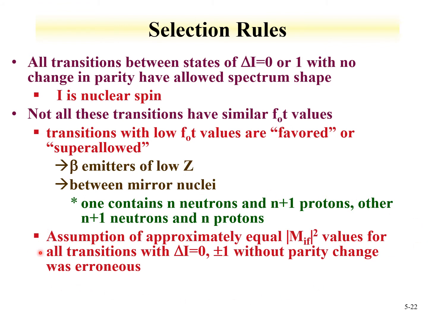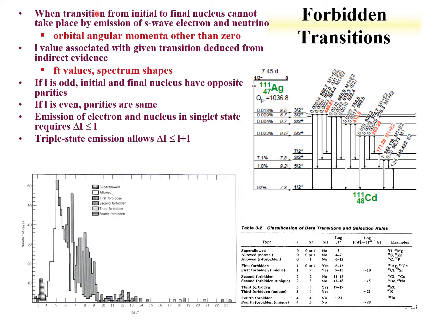These assumptions, when we go back to the model, assume approximately equal matrix element values for all transitions without parity change. This is not particularly true. The matrix element can change, so this is why we get some of these forbidden transitions. When a transition from initial to final state cannot take place through this S-wave transition, we get orbital angular momenta other than 0. So these L values are going to be associated with a given transition.